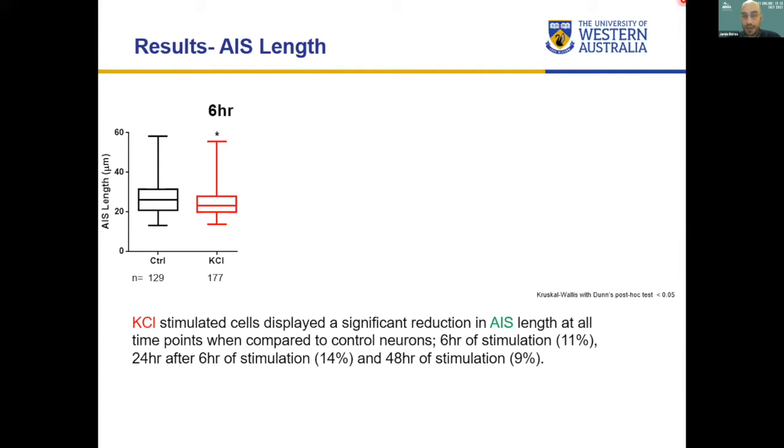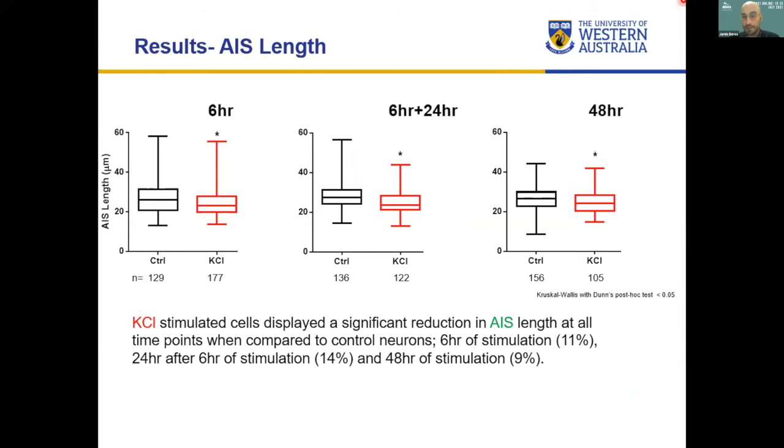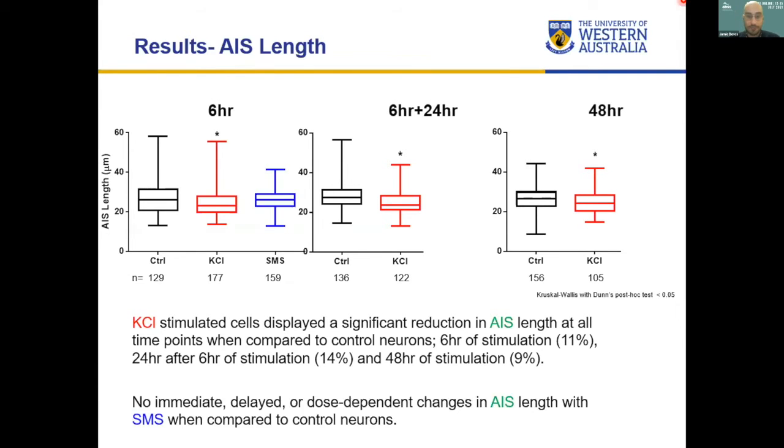So when looking at axon initial segment length, we found that 15 millimolar of potassium chloride stimulation for 6 hours, 24 hours after this period, or for 48 hours of stimulation, significantly reduced the length of the axon initial segment when compared to neurons in the control condition. Again, this has been seen before and is typically seen to reduce neuronal excitability. So it was great that we were able to replicate this.